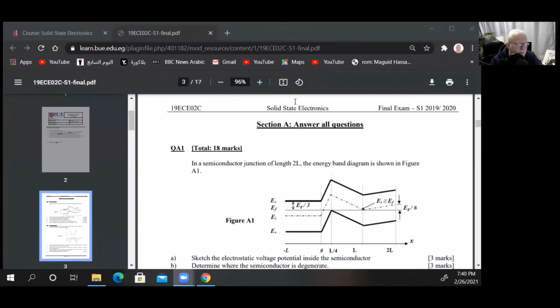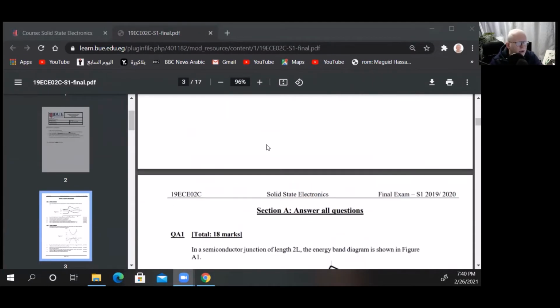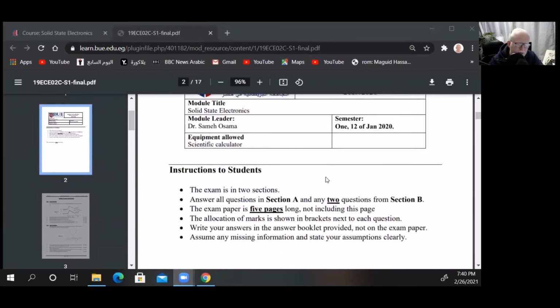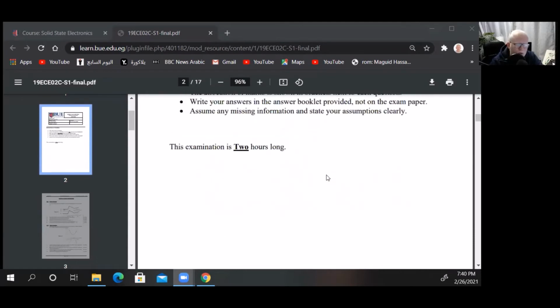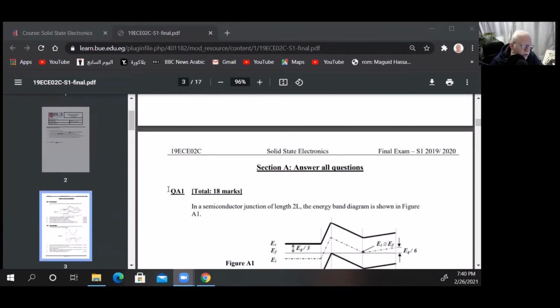So let me now share my screen again in order to have a look at this. Okay, so this is a previous year final exam. As you can see, we have one question. If you read this paper in a very detailed manner, you will find that we have one question, which is an obligatory question. We will call it question A.